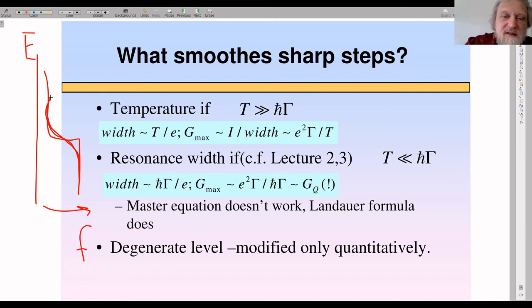The width of the step will be on the order of temperature. So in this case, maximum conductance would be the derivative, would be the current divided by this width in voltage. Good, that will be conductance, which eventually will grow if temperature gets smaller, right? So we have again a problem, but now the problem is at zero temperature.